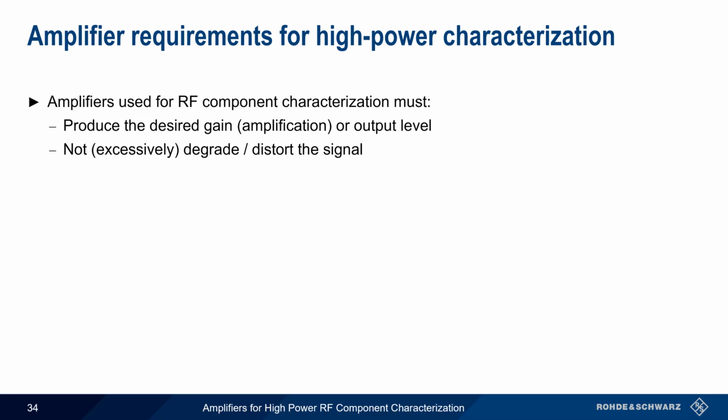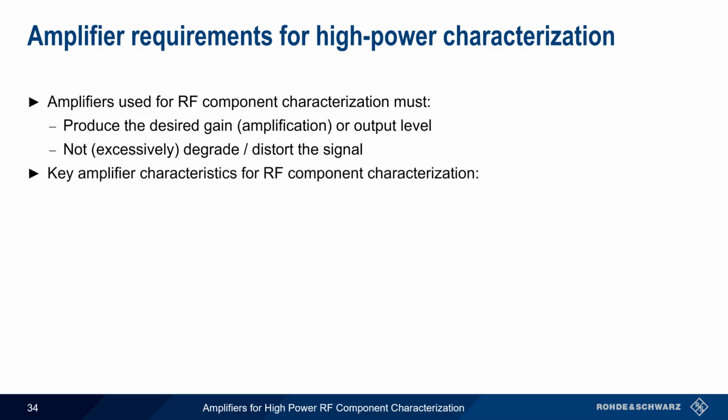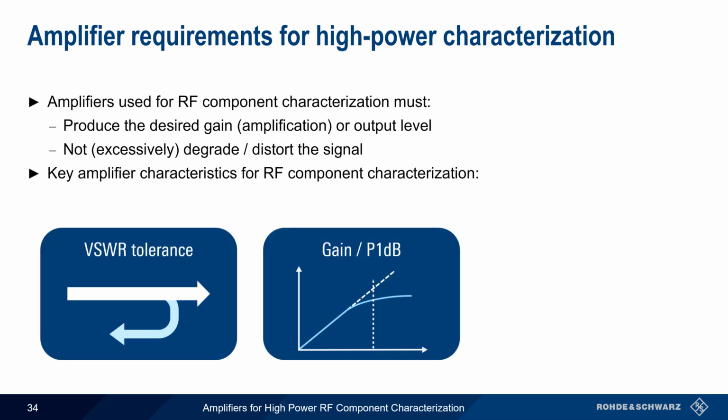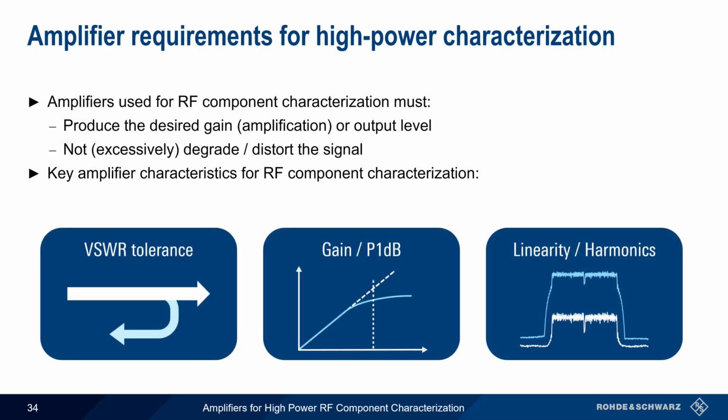amplifier. In more concrete terms, the key amplifier characteristics for RF component characterization fall into three main categories: VSWR tolerance, gain and compression point, and linearity and harmonics. Let's look at each one of these topics in more detail.